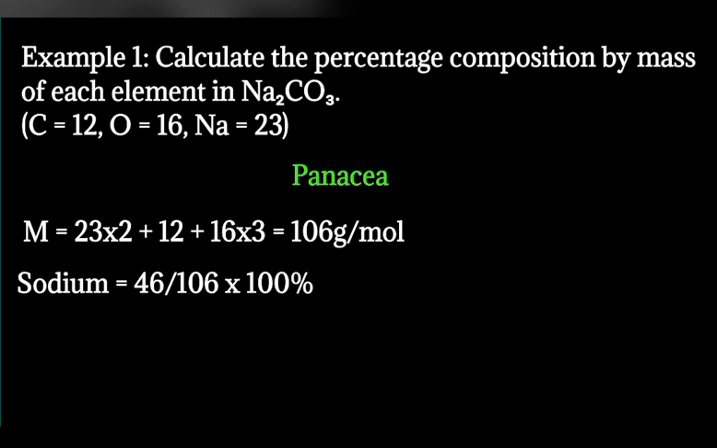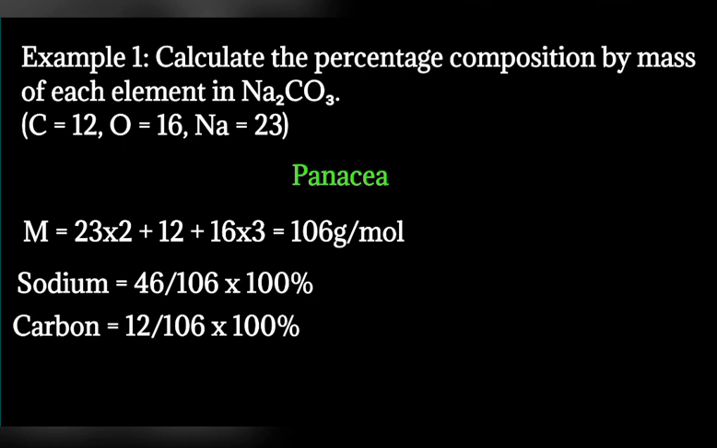Now to get for sodium, it is 46. How is it 46? We have 2 atoms of sodium, so you have to multiply that 23 by 2 to give you 46 over 106 times 100%. You repeat the same thing for carbon and for oxygen. Oxygen in this case will be 16 times 3, 48 over 106, which is the total, times 100%.